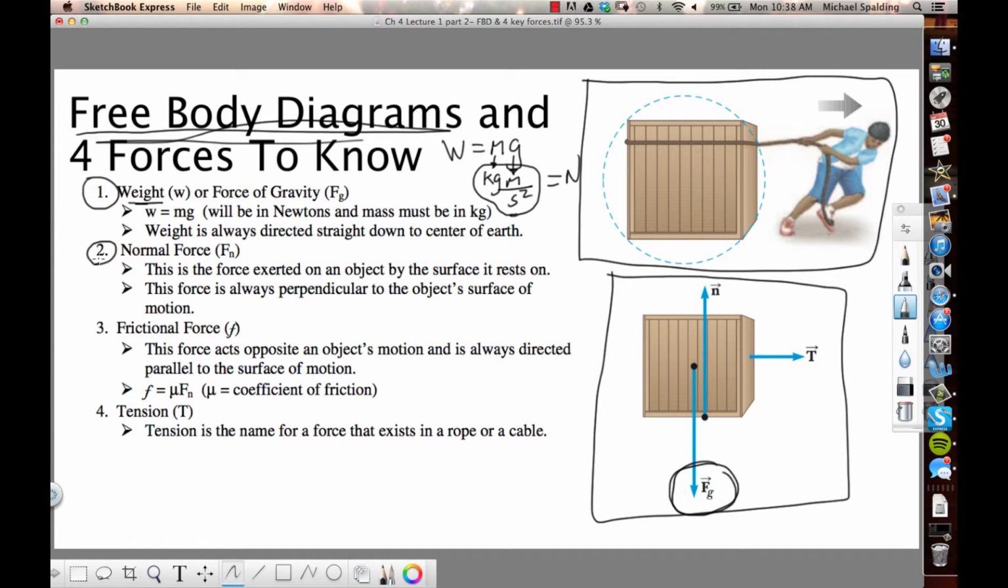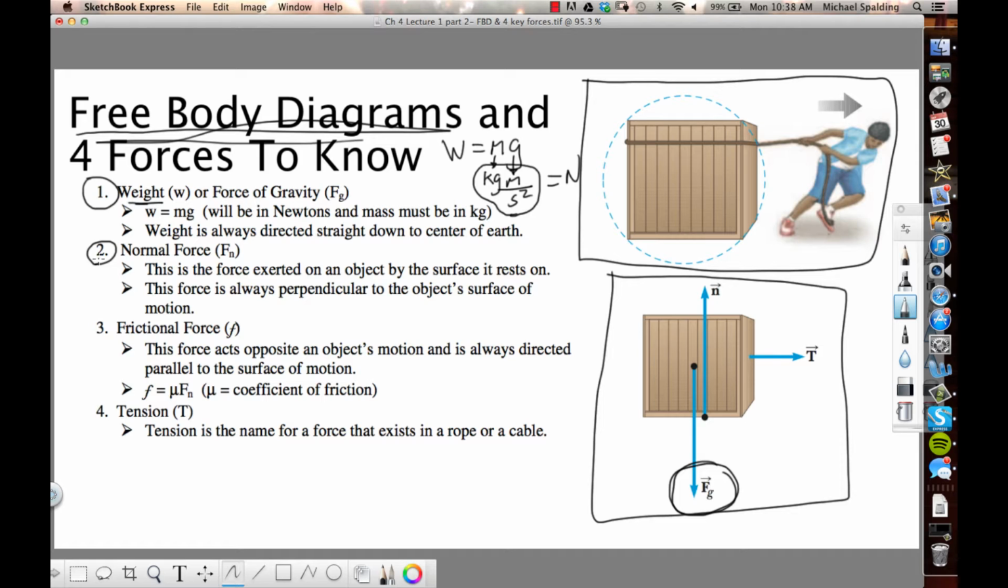Normal force is the force of a surface holding an object up. So see my water bottle again? Is my water bottle sitting on a surface? Yeah. Gravity is pushing my water bottle down, but what's holding the water bottle up? The surface. The name for the force of a surface is normal force.